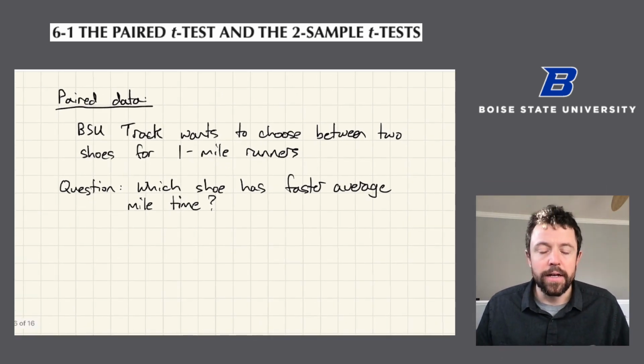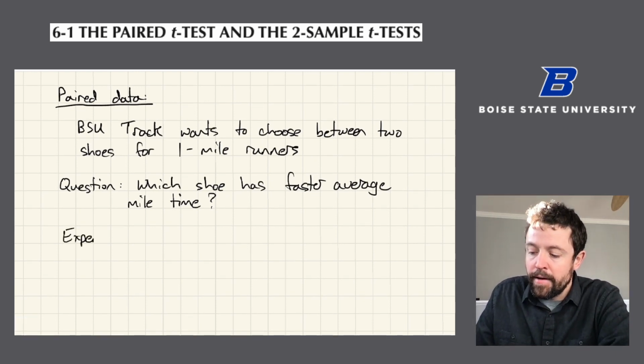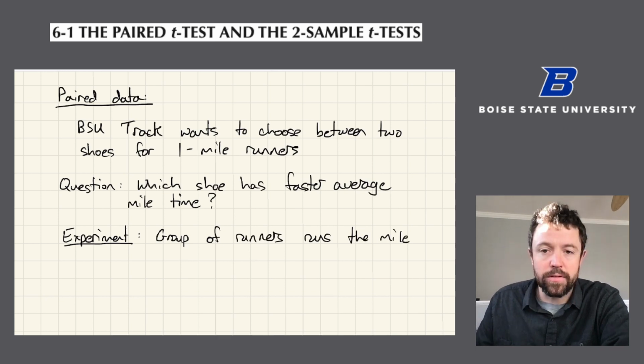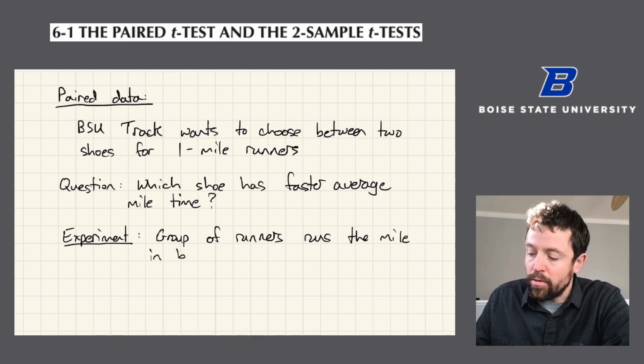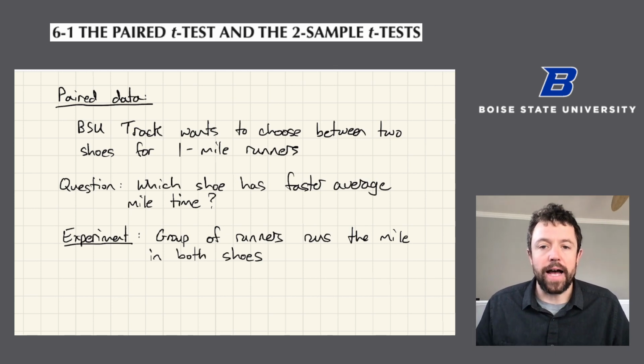There's 2 options, but the best option would be to do an experiment where you select a group of runners and this group runs the mile in both shoes. Not one on each foot, right? They run the mile one day in one shoe and then run the mile the next day in another shoe. Or maybe there's more of a gap, if you want to make sure that the fact that they tried to run a mile fast isn't influencing the next attempt at it.